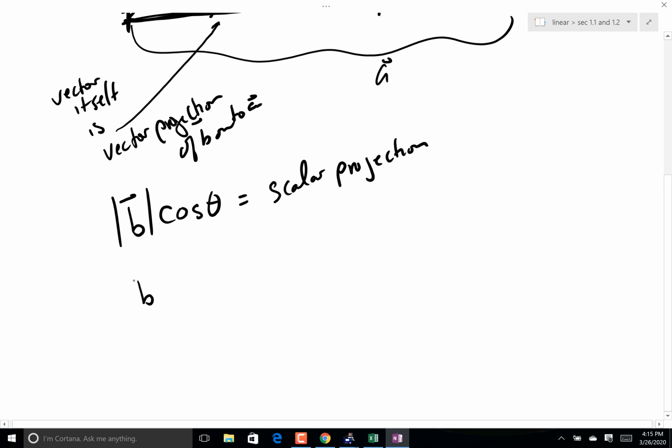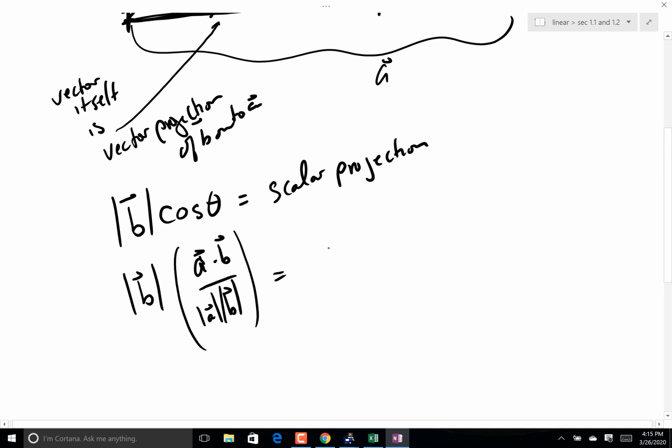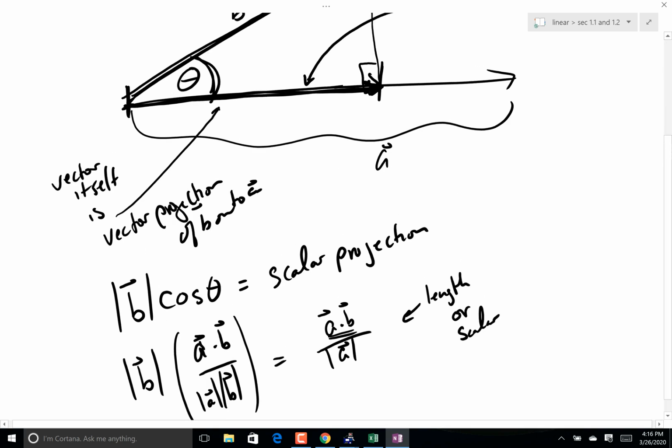Well, earlier this section, we talked about that. It was a dot b over the magnitude of a times the magnitude of b. But that simplifies to just this, a dot b over the magnitude of a. That make sense? This is just a length, or a scalar. By the way, sometimes the dot product is known as the scalar product because you get a scalar when you're done.